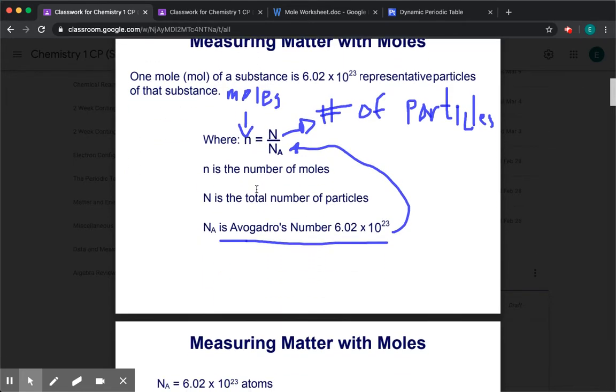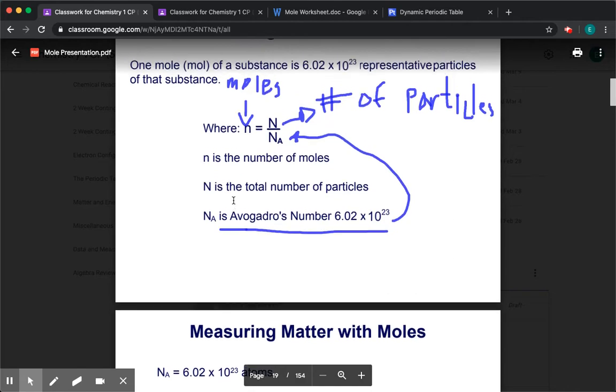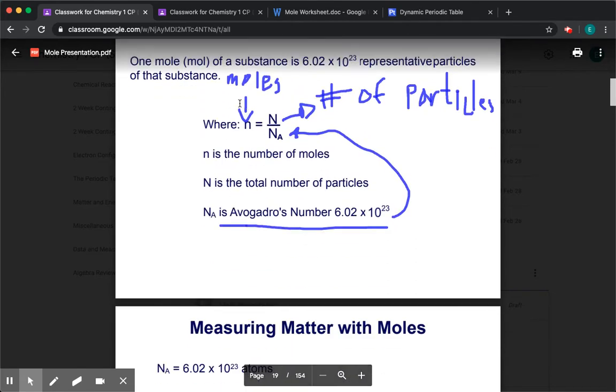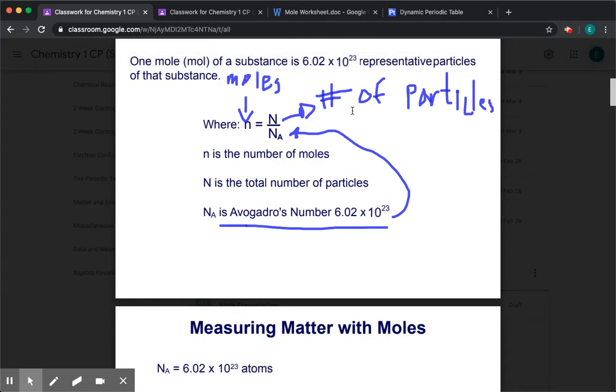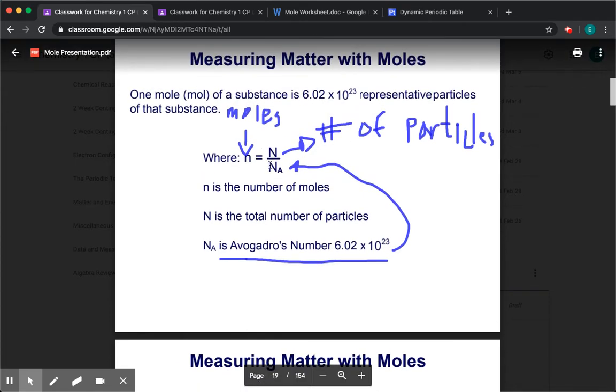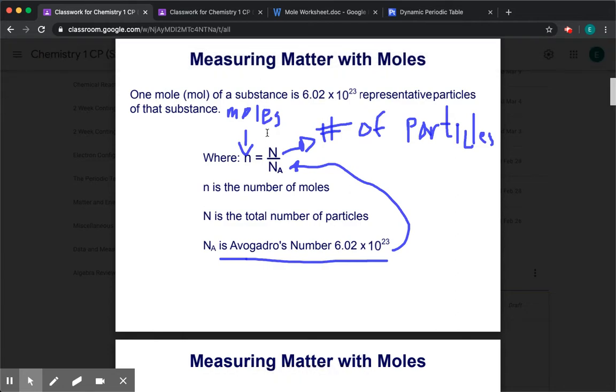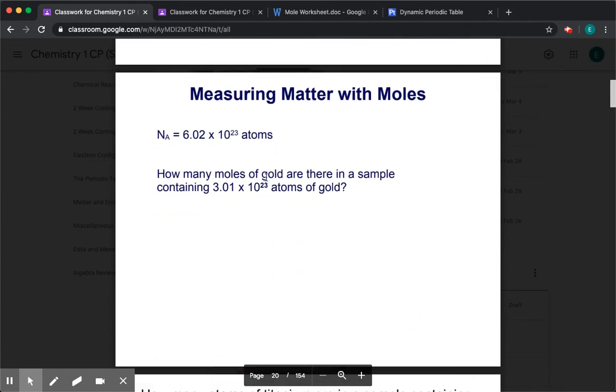And this is what you're going to be applying to today's work. You're going to be trying to figure out how many moles of something you have. You're going to go from moles to particles and particles to moles. That's what this formula is used for, to go between particles and moles.